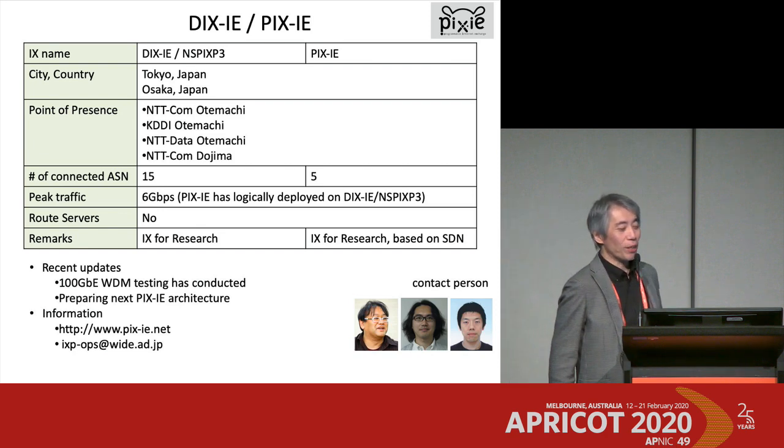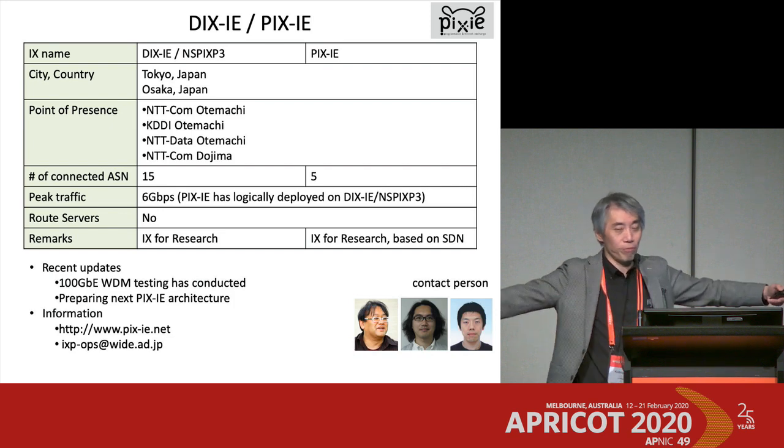Okay, so DIX-IE and Pixie is an internet exchange in Japan, and they are operated by the WIDE research project, and they have a point in Tokyo and Osaka. They are interconnected, I believe. The current recent update is that 100 gig WDM is testing and preparing the next Pixie. Pixie is an SDN kind of an IX. So please contact these guys. Maybe Sekiya-san is a very big guy.